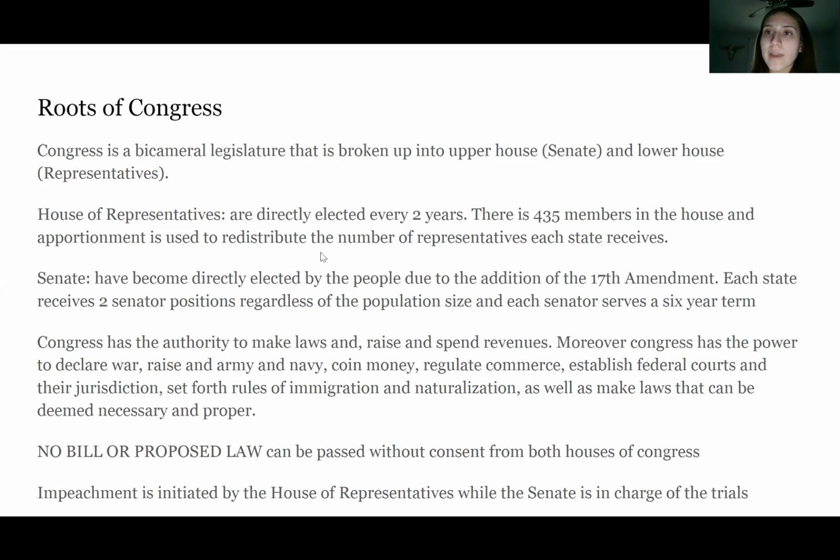In the upper house, we have the Senate, which originally was not directly elected by the people, but has become so due to the 17th Amendment. Each state receives 2 senator positions, regardless of the population size, and each senator serves a 6-year term. We have the 2 Senate max number, regardless of population.